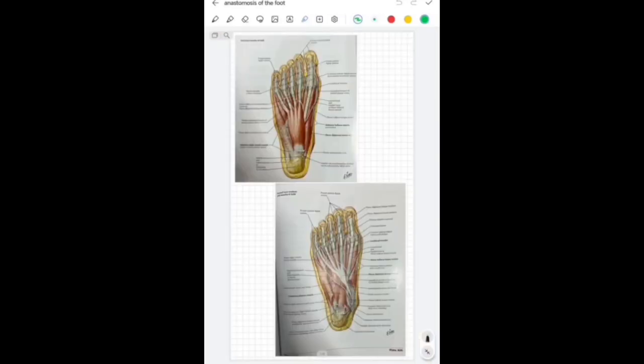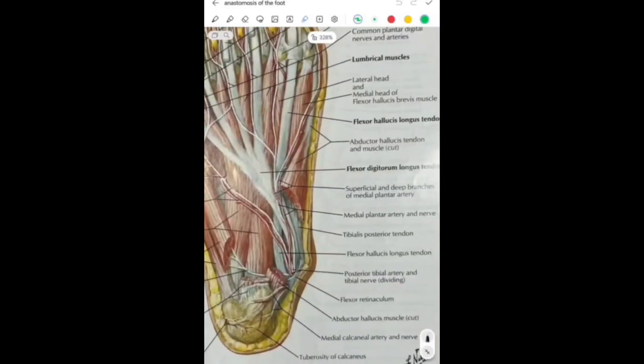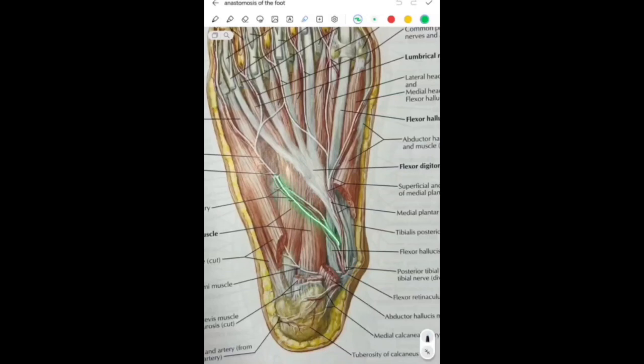Now, if we look at the sole of the foot, we have 4 layers. I'm going to look at the second layer of the muscles of the sole of the foot. Now I can see the posterior tibial artery. On the dorsal surface, we said we had the anterior tibial. Here we're going to have the posterior tibial artery, and this will terminate by giving 2 branches. So this is the termination of the posterior tibial artery. One of them is the medial plantar artery, and the other one is the lateral plantar artery.